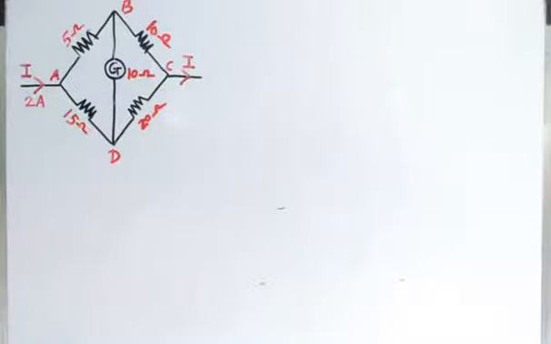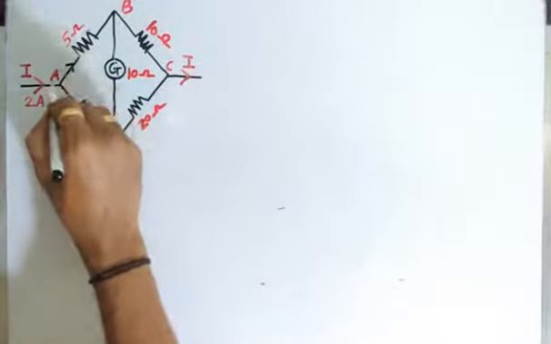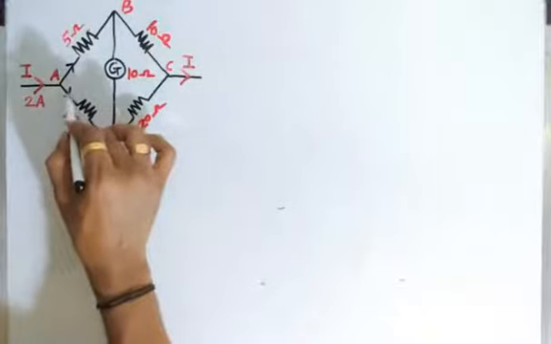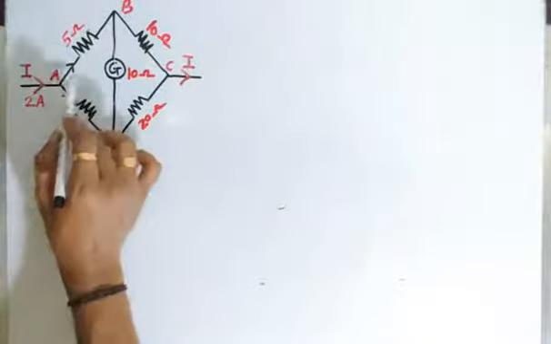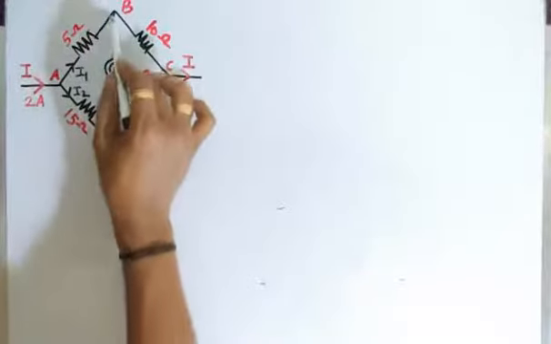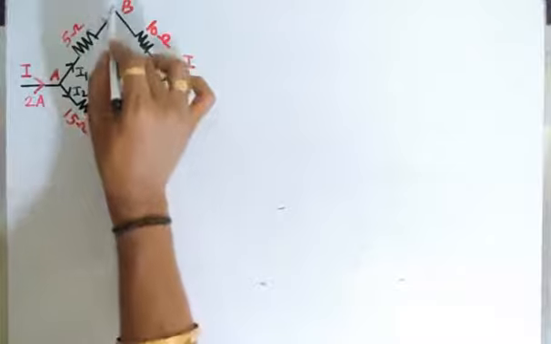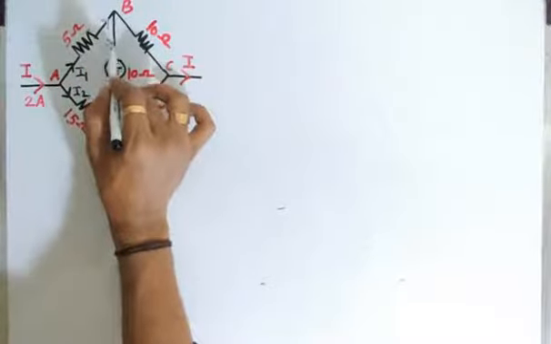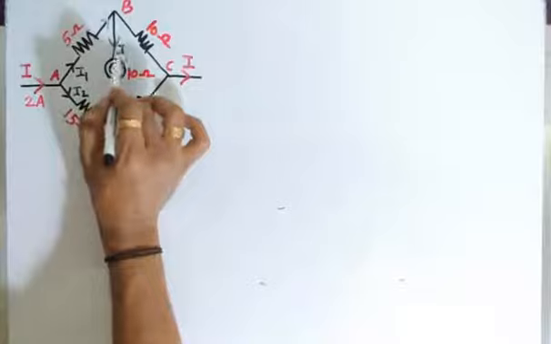At point A, when current I reaches, it gets split up into 2 parts. Some part of the current will flow through the branch AB and some part will flow through the branch AD. Say I1 is the current flowing through the branch AB, and say I2 is the current flowing through the branch AD. Now at point B, some part of I1 will flow through the galvanometer, denoted by IG. So IG is the current flowing through the galvanometer, that is through the branch BD.